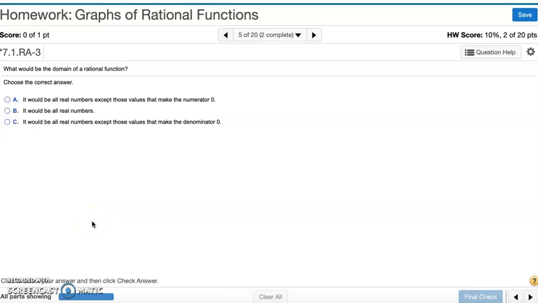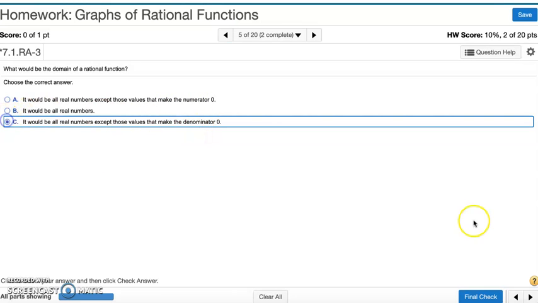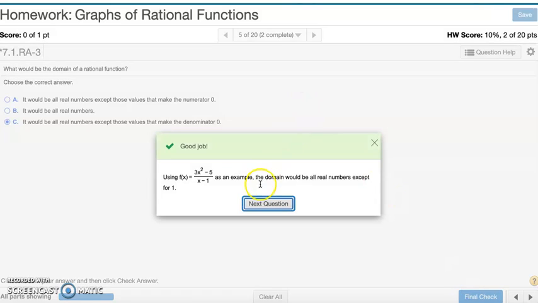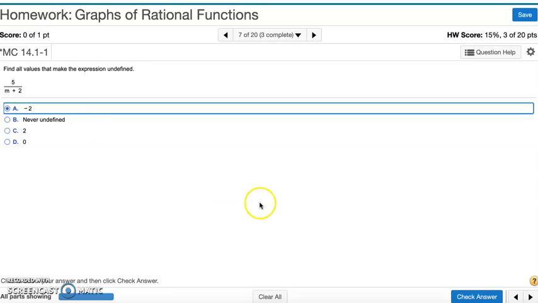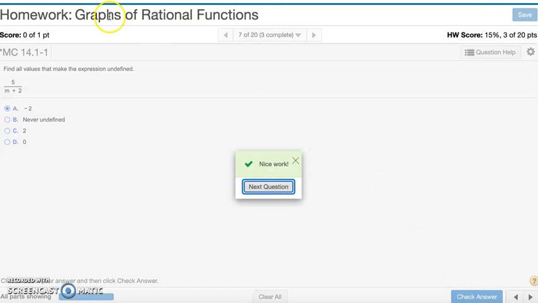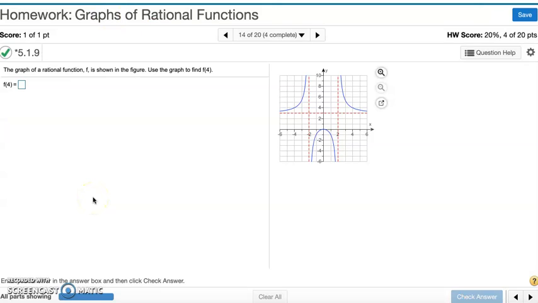That would be all real numbers except the ones that make the denominator 0. So that would be C. And that's number 5. So going to number 7, all the values that make the expression undefined would be the numbers that make the denominator 0. So set n plus 2 equal to 0, and that'll give you -2 for n. And that's number 7. Going to number 14, the graph of a rational function f is shown in the figure.